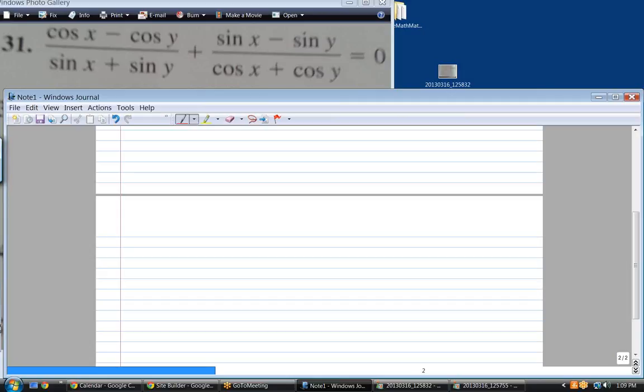Well, we can do a couple things here. We could move the second item to the right side and improve that trig identity. Oh, yeah. And let's see, what would that look like? That would look like cosine x minus cosine y all over sine x plus sine y is equal to, now if I make this negative, it's the same as reversing the top. Yes.